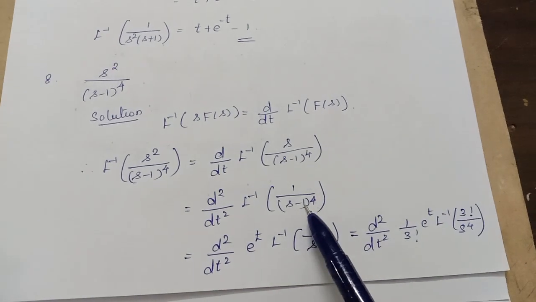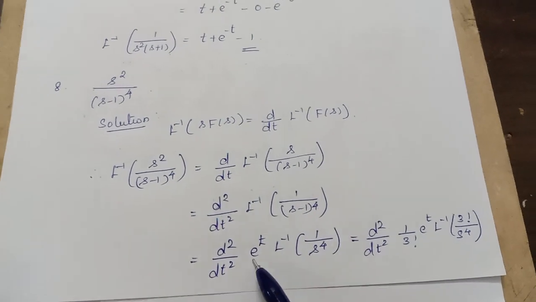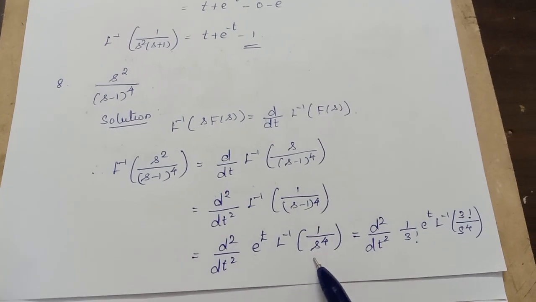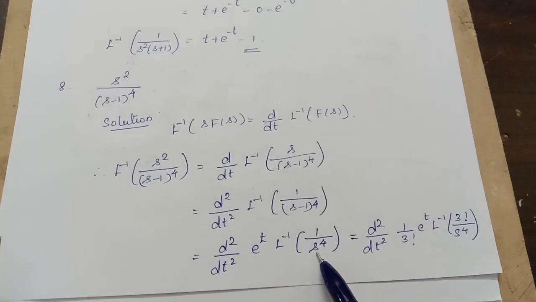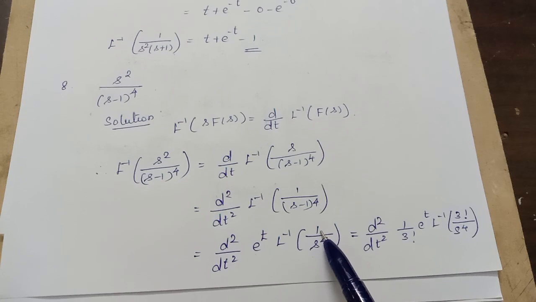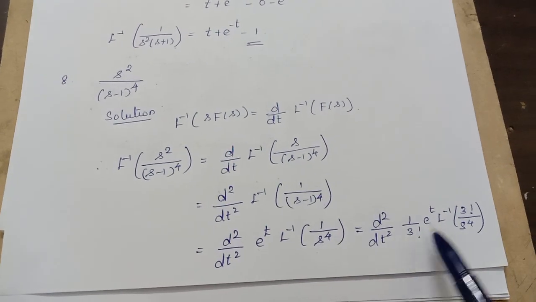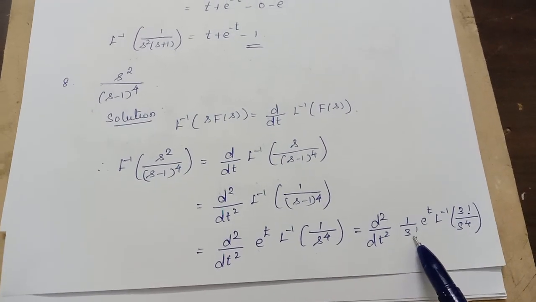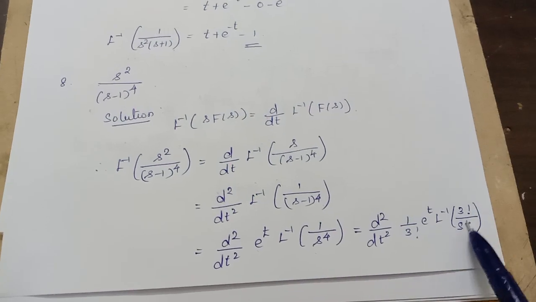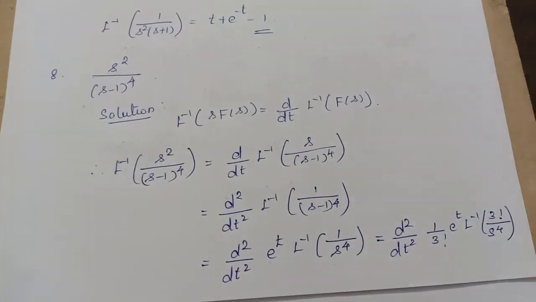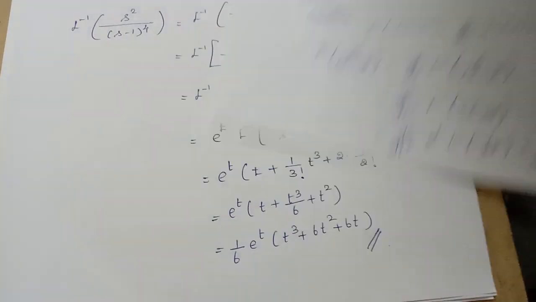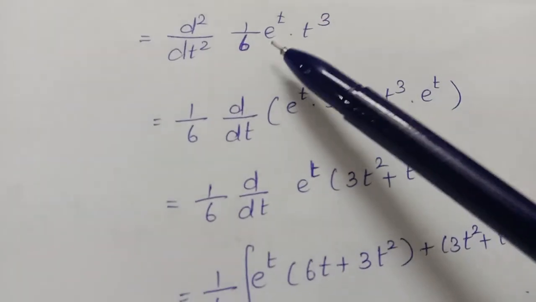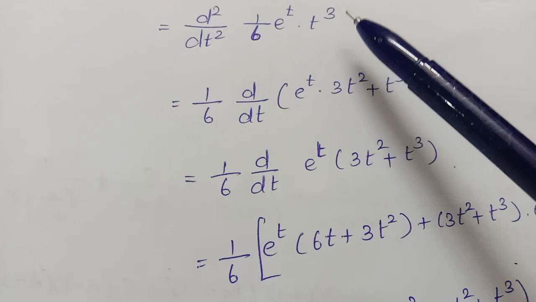Now this minus 1 can be removed by putting e power t in the front into L inverse of 1 by s power 4. When you have s power 4, you should have 3 factorial in the numerator. So for that I am multiplying and dividing by 3 factorial. This is nothing but t cube, right? So the answer is d square by dt square of 1 by 6 into e power t into t cube.